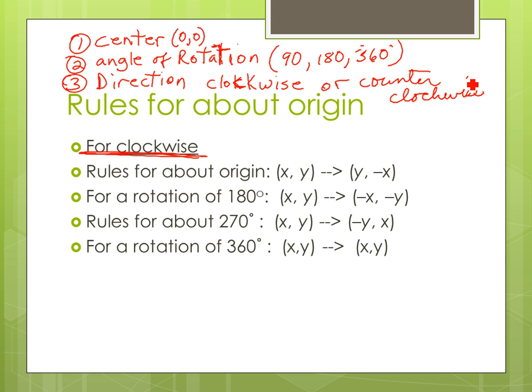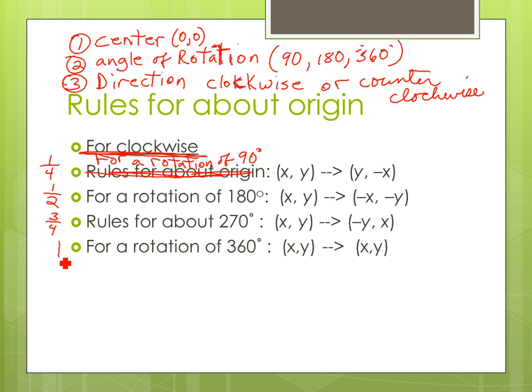This is written wrong. This should say for a rotation of 90 degrees, and we need to switch that. So these are the 4 rules. You have a 90-degree turn, a 180-degree turn, a 270-degree turn, and a 360-degree turn. Remember, 90 degrees is a quarter of a turn, 180 is a half turn, 270, which we don't use a whole lot, is 3/4 of a turn, and 360 is 1 full turn.